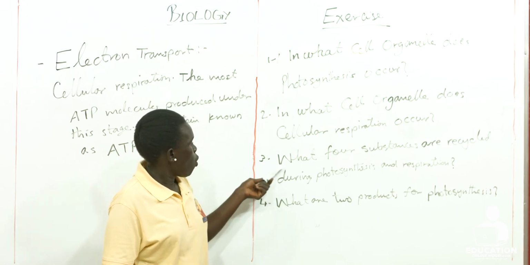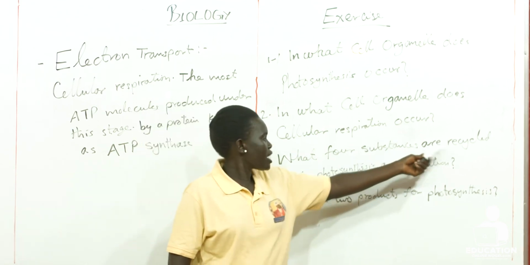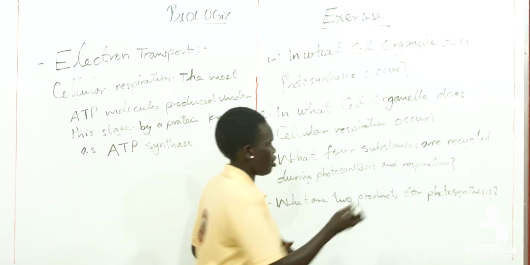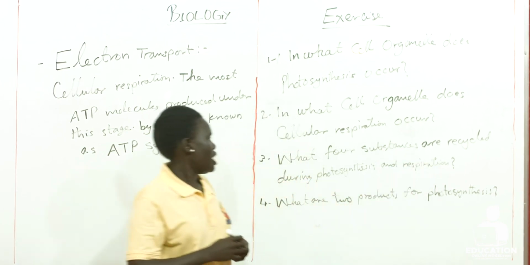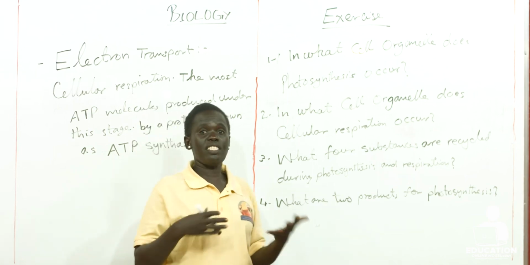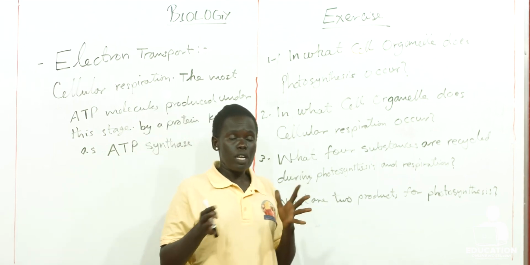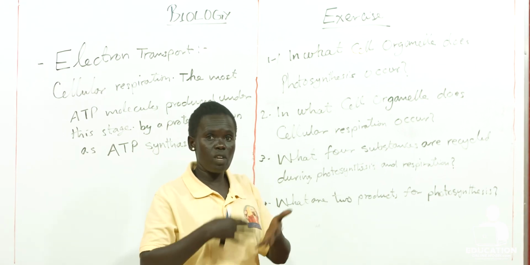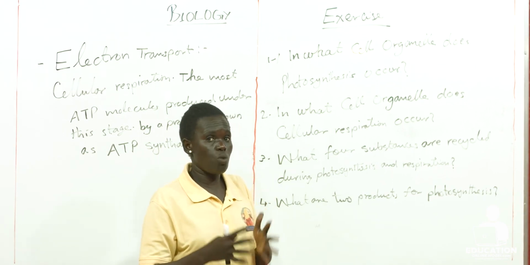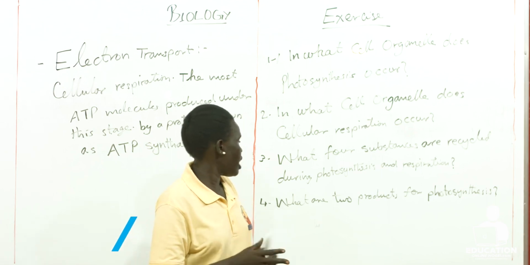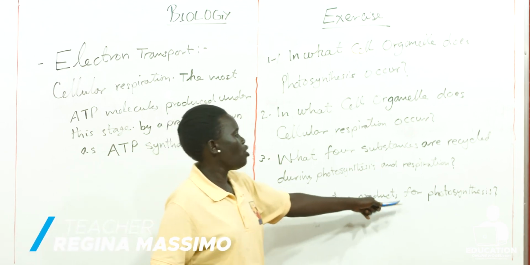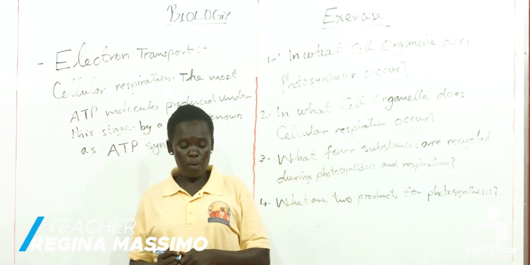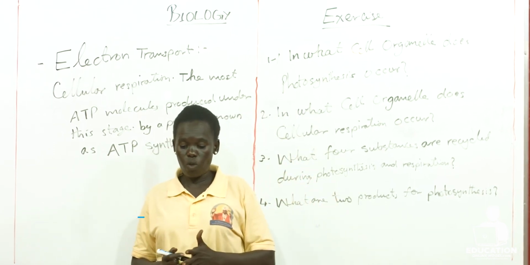What is it? What four substances are recycled during photosynthesis and respiration? We know very well that respiration and photosynthesis are the two biochemical processes that take place in the body of living things, and they're recycling some chemical substances. What are those substances? The last one, what are the two products of photosynthesis? Photosynthesis at the end gives out byproducts. What are those byproducts of photosynthesis?